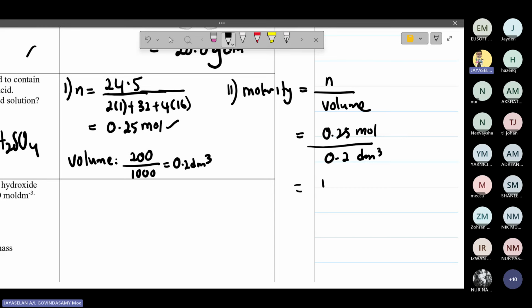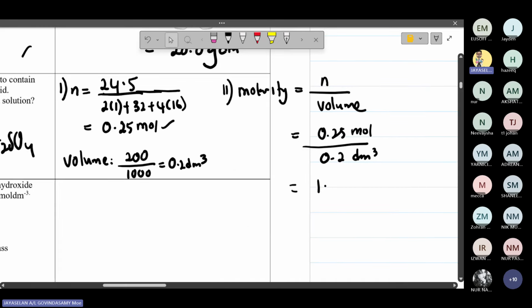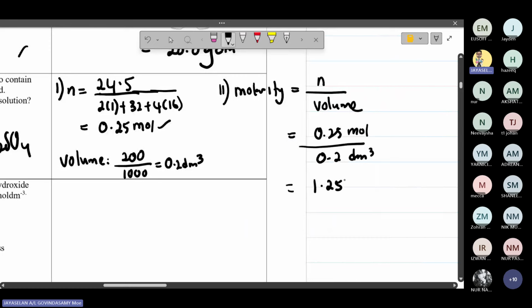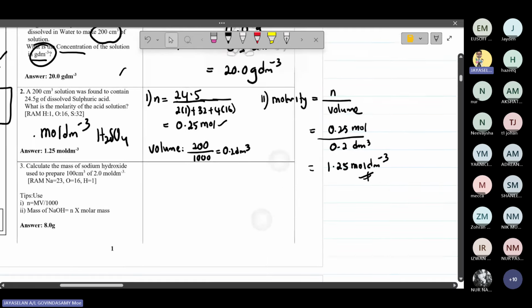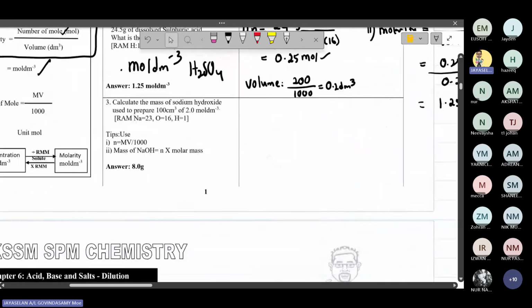You all should have done all this the other day. Okay, you will get 1.25, unit mole dm negative 3. So that is 2 marks or 3 marks. Any question? No question. Okay.